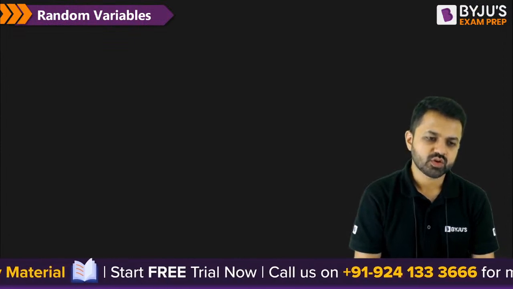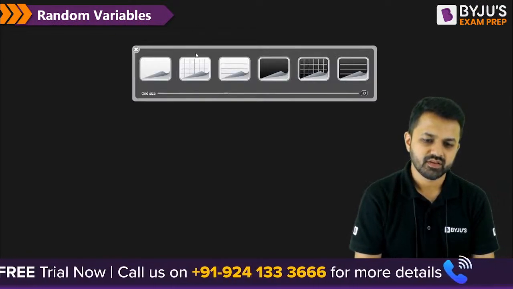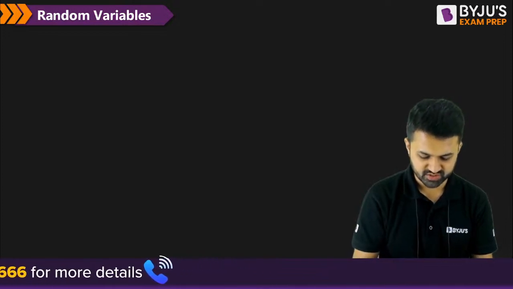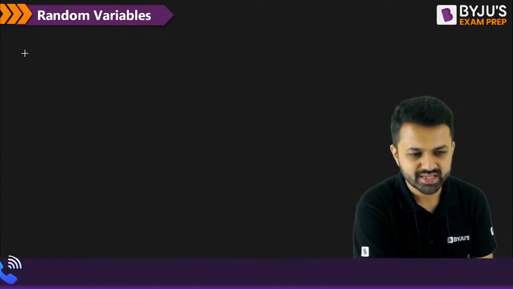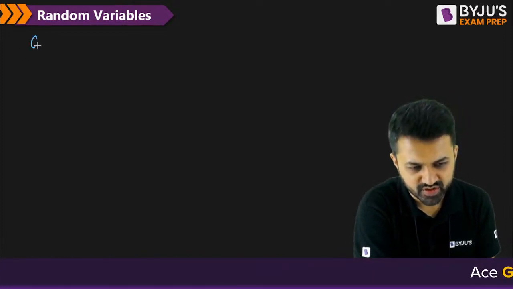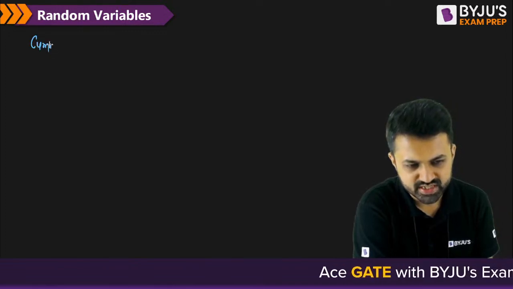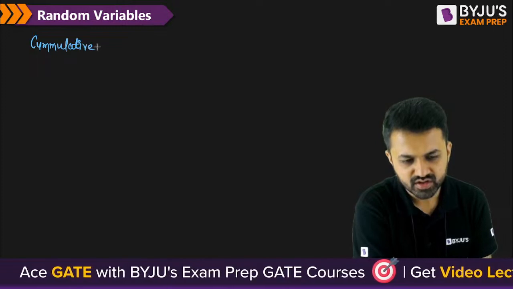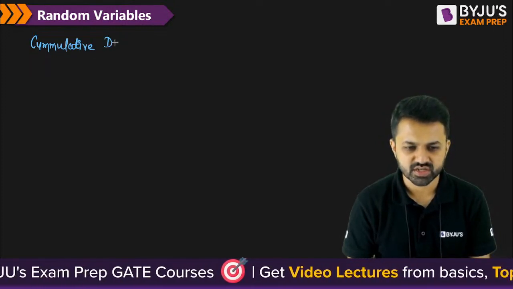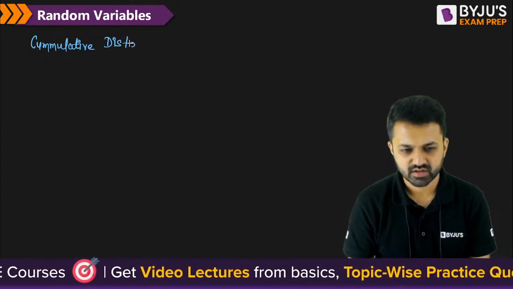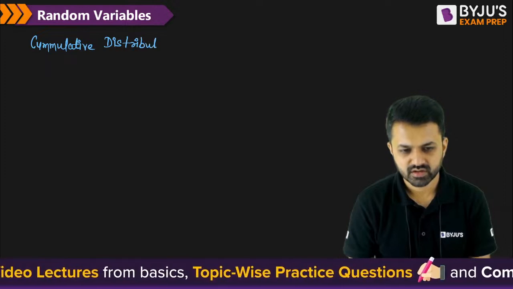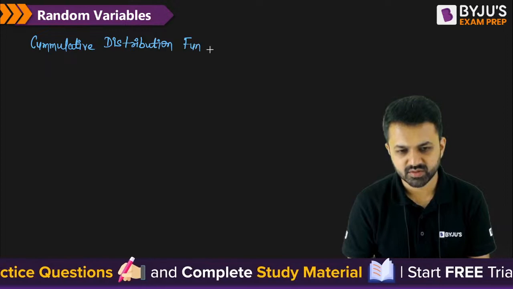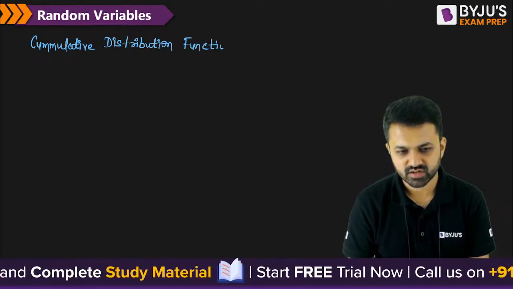Now, to analyze the random variable, we have two important functions. One is known as the cumulative distribution function.